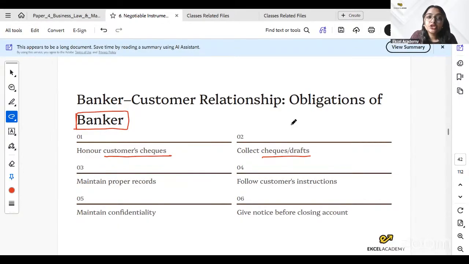Collect checks or drafts. If someone has issued a check to me, say B has paid in favor of A, and I present that check to the bank, they will have to collect it. They will either pay it to me in cash or they can deposit it in my bank account as well.